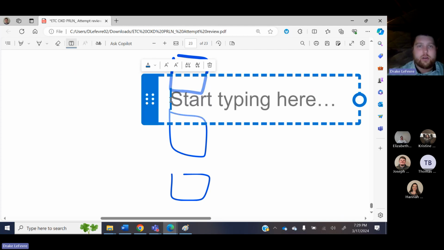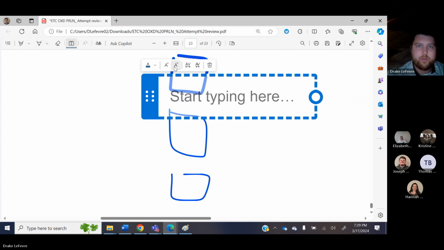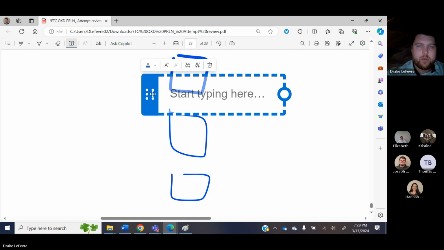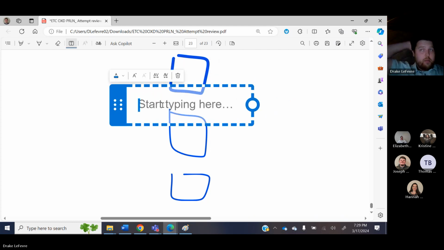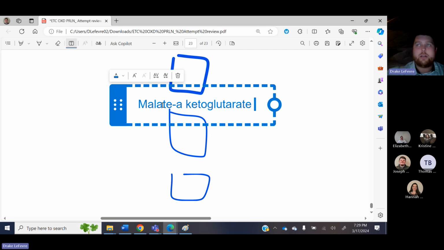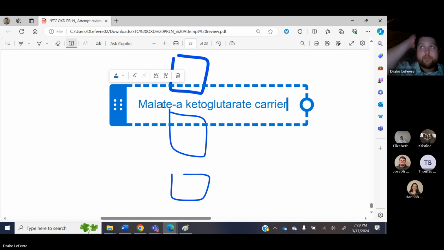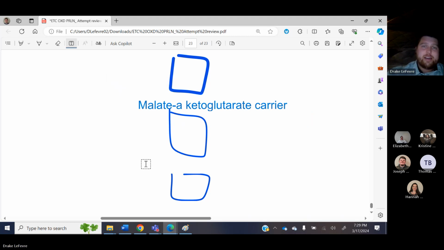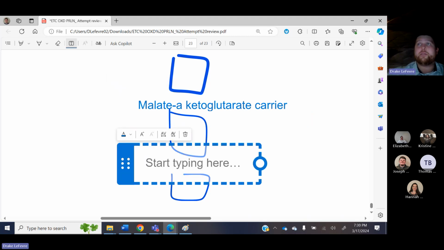We have our two carrier proteins, the malate alpha ketoglutarate carrier. If we had to guess, what two things does that use to move across? You've got to have malate and alpha ketoglutarate.